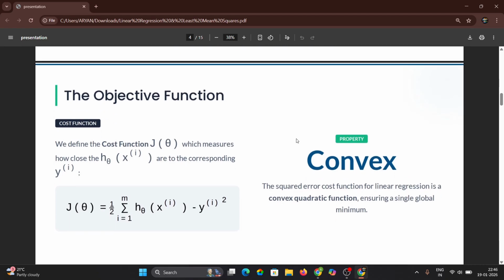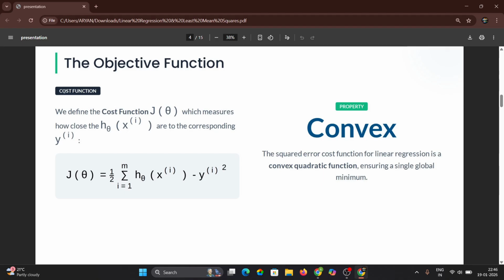The objective function. So what is the objective function? We also call it the cost function. We define the cost as J of theta, which measures how close h theta of xi is to the corresponding yi. h theta of xi gives you the predicted y value, and J of theta tells us how close the predicted value is to the actual y value. So we define the objective function as h theta of xi minus yi, whole squared, with 1 by 2 in front.